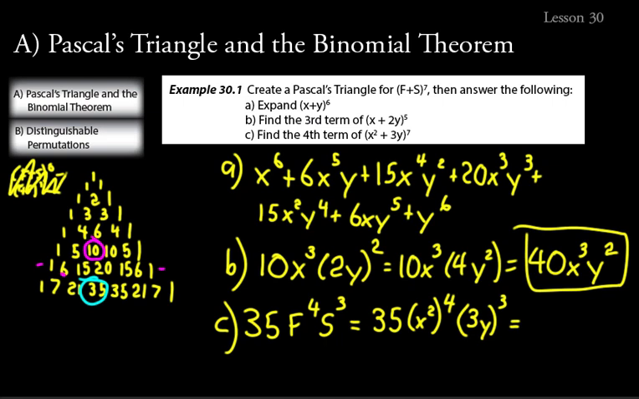And so then we'd end up with 35x to the 8th, and then 3y cubed, that's 3y times 3y times 3y, that's 27y cubed. So be careful on those, don't just say 3y cubed, it's 3 times 3 times 3. So 35x to the 8th times 27y cubed is 945x to the 8th y cubed.